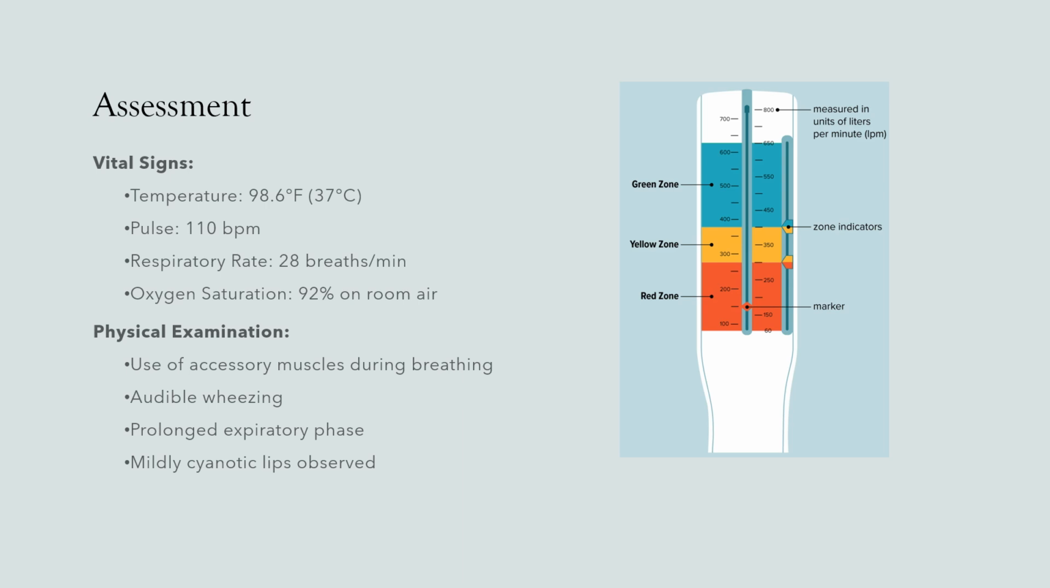Okay, so here's a look at her vital signs. So a normal temperature, so not something infectious. We've got her pulse, respiratory rate, and her SATs. So she seems to be in a little bit of distress. She's using accessory muscles with breathing. She does have a wheeze, and she's mildly cyanotic.